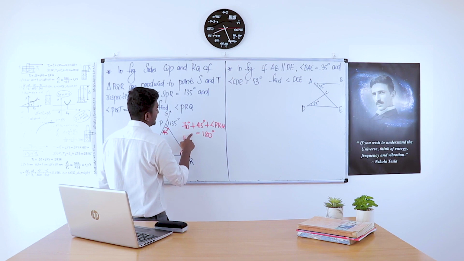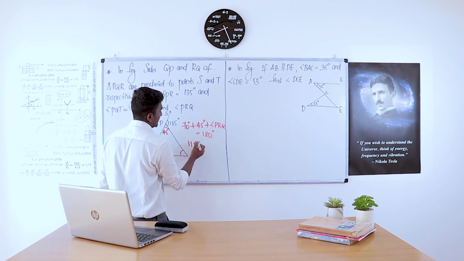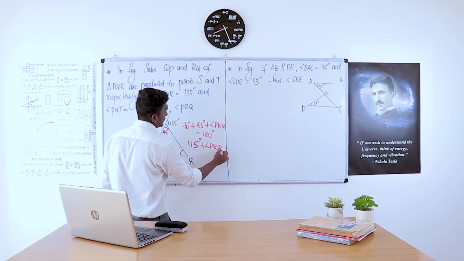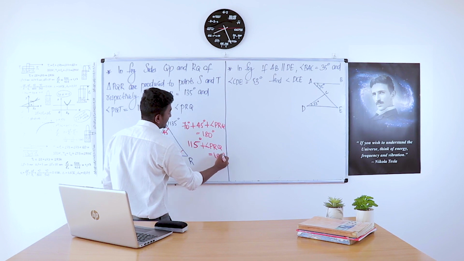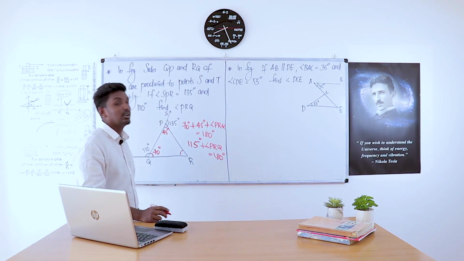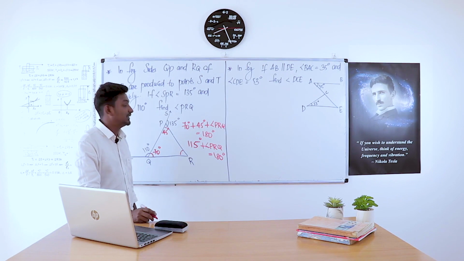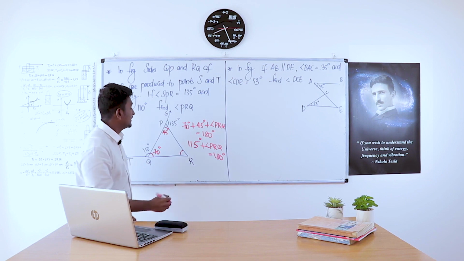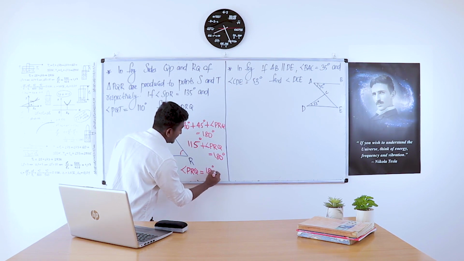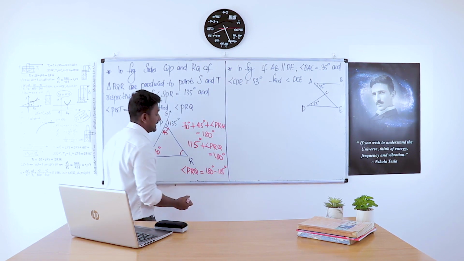70 plus 45 is, 5 plus 0 is 5, 7 plus 4 is 11, that is 115 degrees. So 115 degrees plus angle PRQ is equal to 180 degrees. So, angle PRQ is equal to 180 degrees minus 115 degrees.